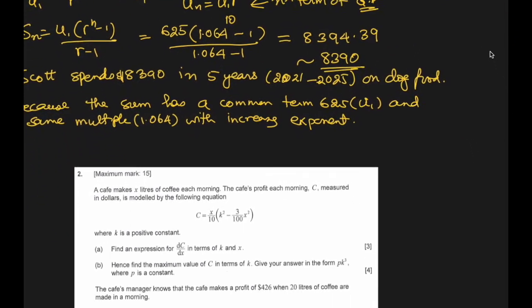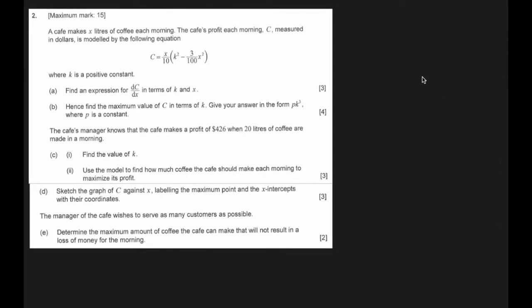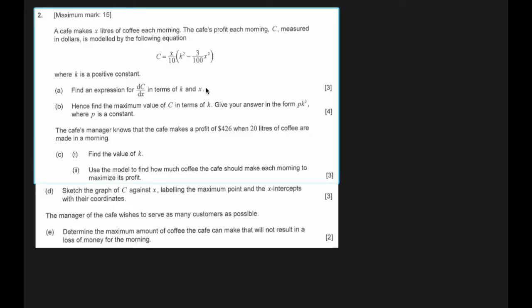Okay, let's move on to question number 2. A cafe makes X liters of coffee each morning. The cafe's profit, C, is measured in dollars, and this is the equation that shows that profit, where K is a positive constant. Find the expression for dC over dx in terms of K and X. That means differentiate this specific equation.